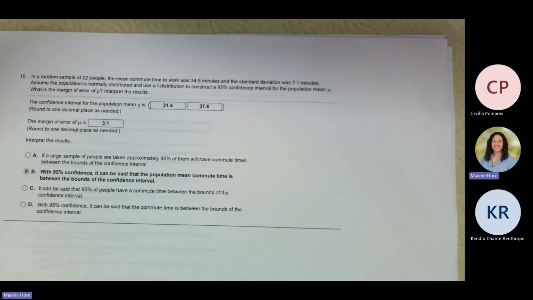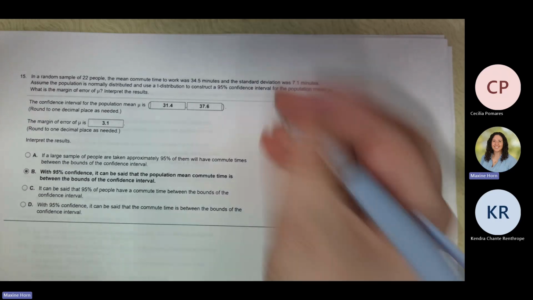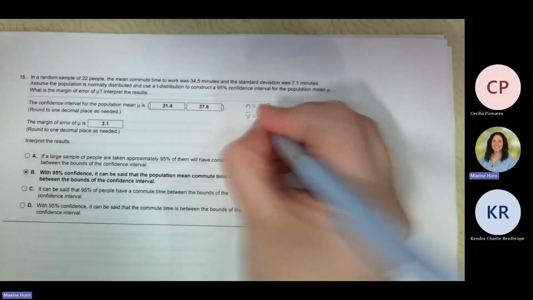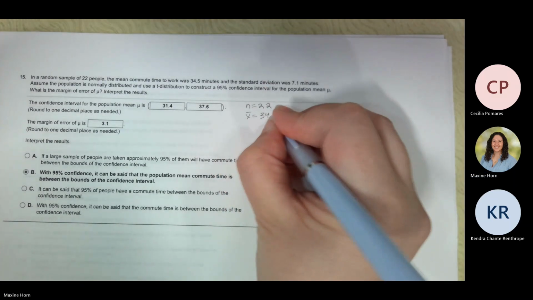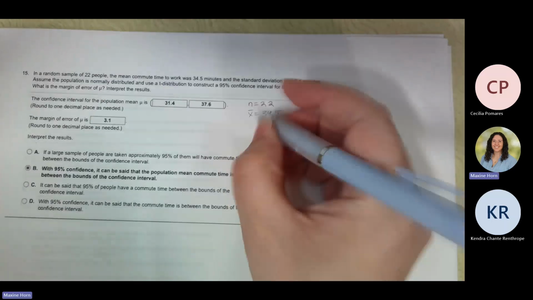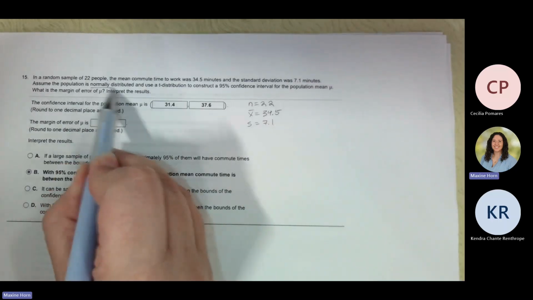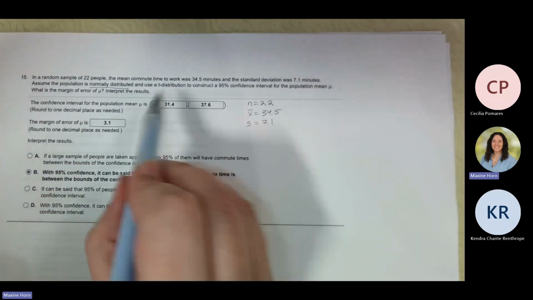Okay, in a random sample of 22 people, the mean commute time to work in this sample was 34.5 minutes. And the sample standard deviation was 7.1 minutes. Assume the population is normally distributed. Great. Use a t distribution.